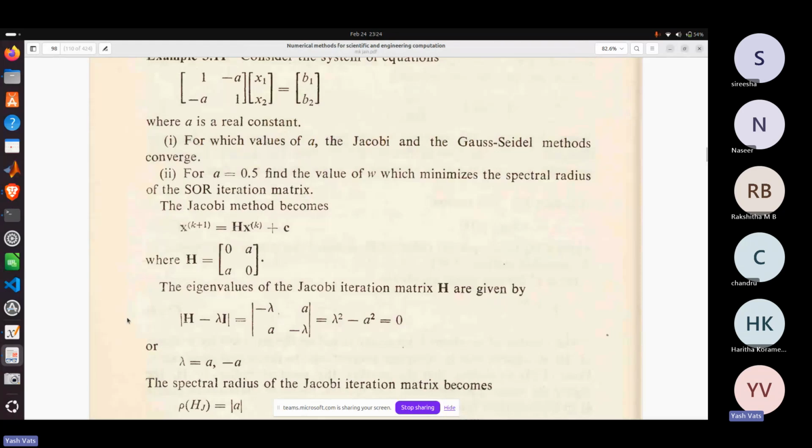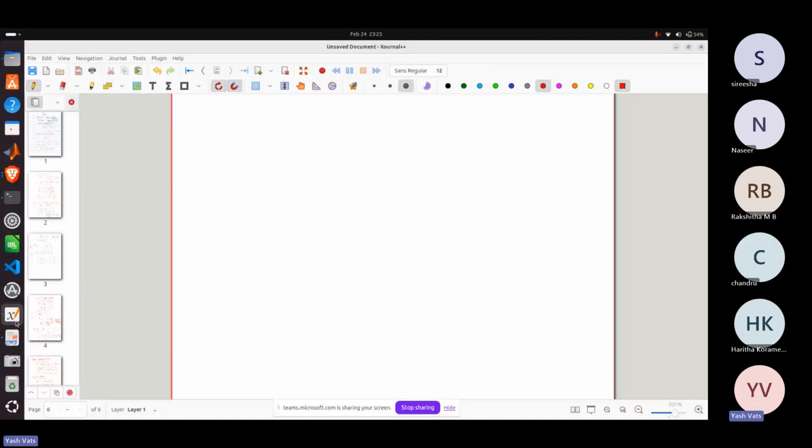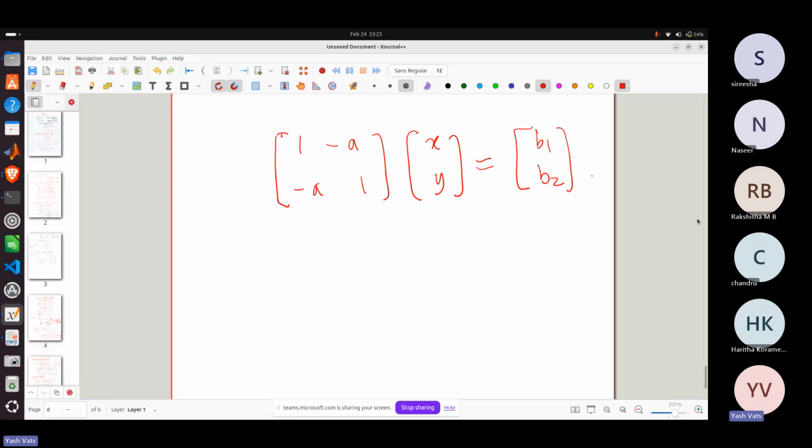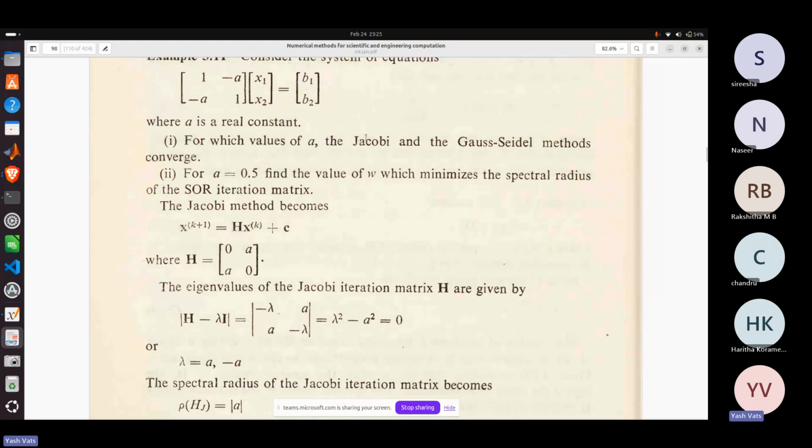Okay, so this is your question, and I'm trying to write it down here. It's like 1, minus a, 1, and you have x, y, which is the same as b1, b2. The question is saying that you need to find out for which values of a both methods are going to converge. It means they converge to your exact solution at some point, very close to the exact solution.